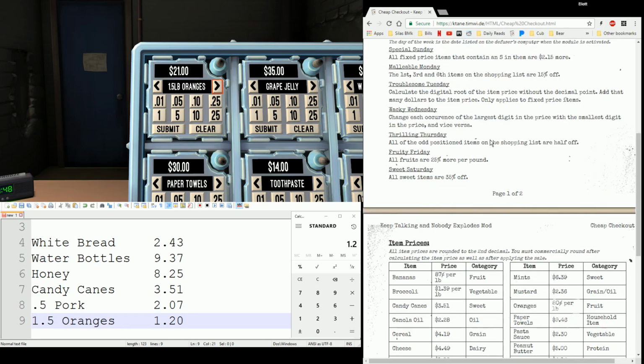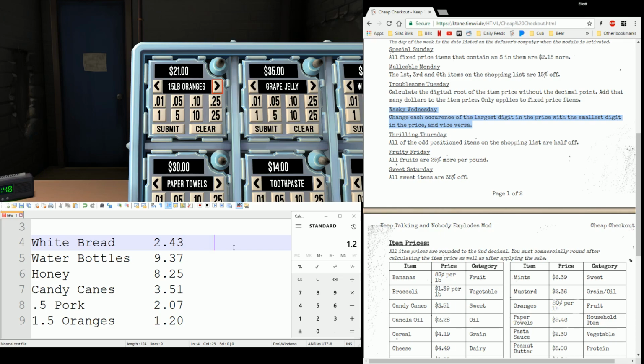Okay, it's Wednesday this time. So for Wednesday, one of the more complicated rules, in my opinion, you're going to change each occurrence of the largest digit in the price with the smallest digit in the price, and vice versa. So, for each of these, we're going to find the largest and smallest digit, and we're going to swap any and all occurrences of it.